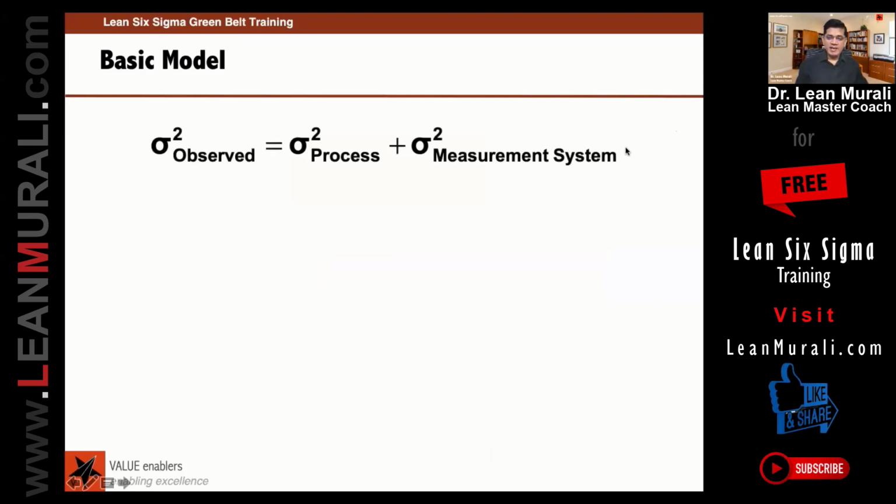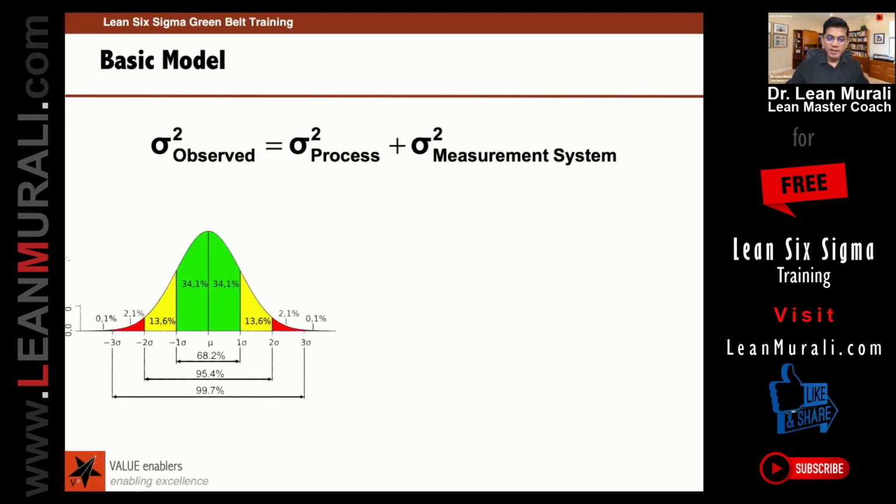So we understand what sigma means, standard deviation, okay? And what sigma squared means. The square of the standard deviation is called the variance.